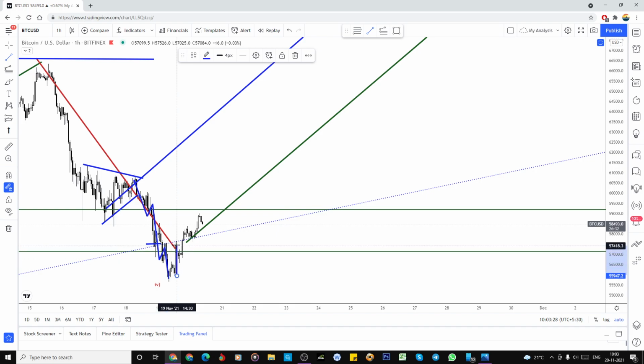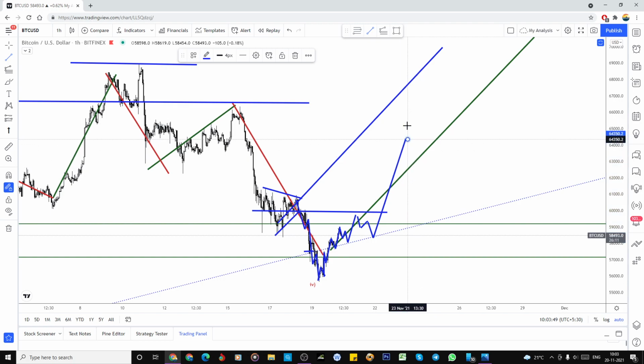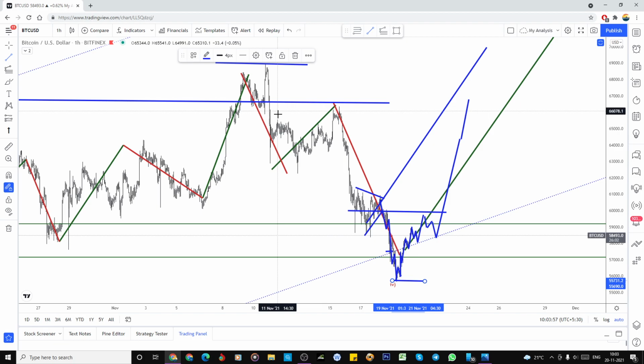It seems like 1 2 3 4 5. So for this wave 1, this could be wave 2 and wave 3. Waves 4 and 5 can do like this, up to the previous resistance zone. Later it can be a three-wave structure, and from here it can shoot for this next zone. Until then, this is my stop loss. Let's wait for this 1 2 3 4 5.